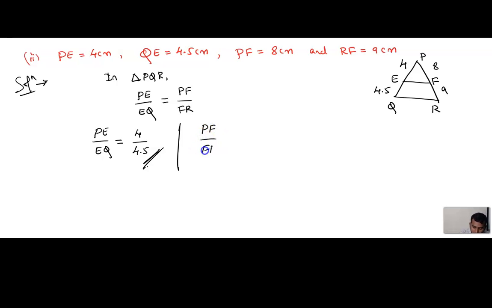Now come back to the next option. PF by FR. What is PF? 8. FR? 9. Even and odd. It will get cancelled? No. Right? Now we can say that therefore LHS does not equal RHS. So therefore EF is not parallel to QR. Hence proved. That's it.